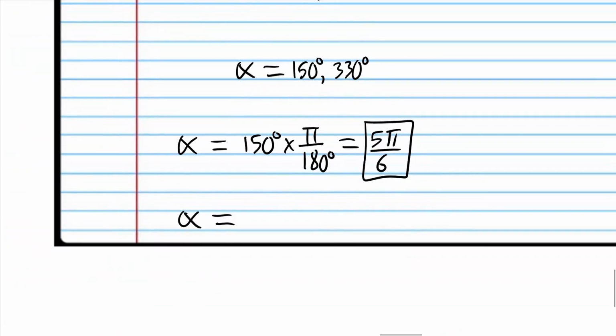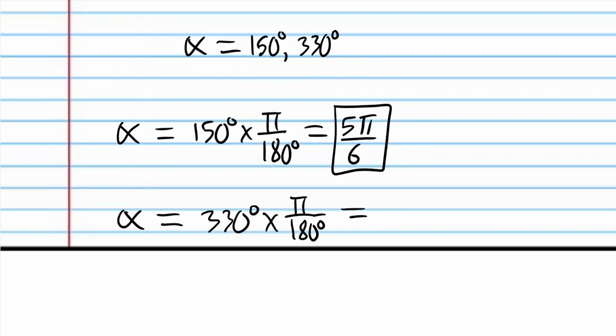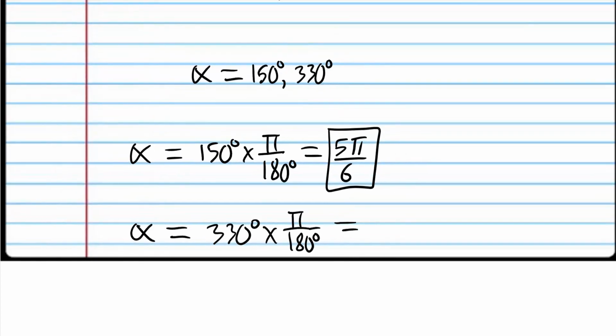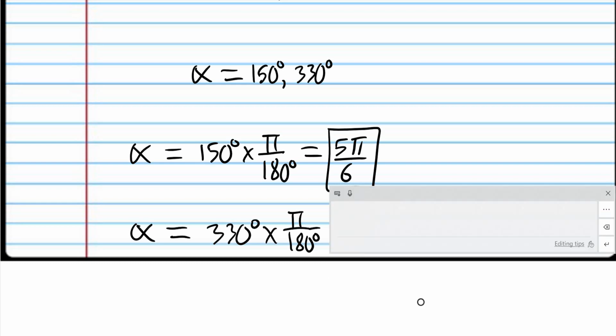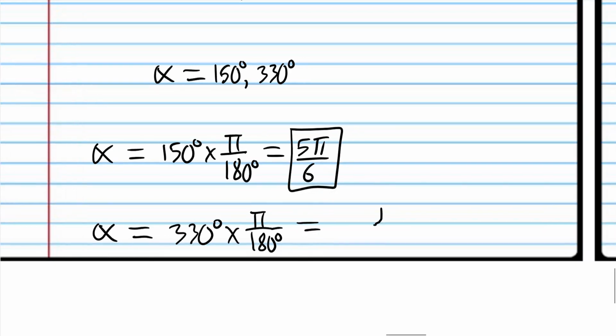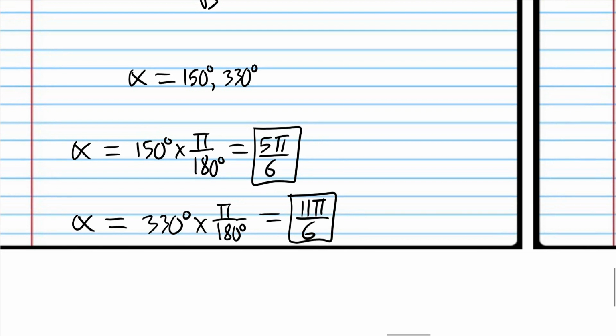And the other solution, again, we're going to take our degree number and multiply by pi over 180. And we're going to get 11 pi over 6 if we reduce the fraction. And when you write radian units, you don't have to write the actual unit.